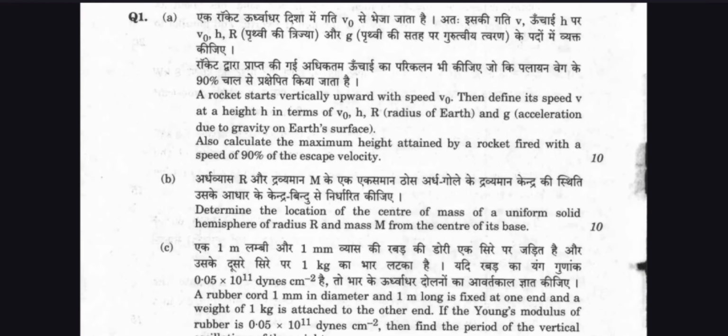So the first question is here. A rocket starts vertically upward with the speed v0. Define its speed v at a height h in terms of v0, R the radius of the earth, and g the acceleration due to gravity at the earth's surface. Also calculate the maximum height attained by a rocket fired with a speed of 19% of the escape velocity.